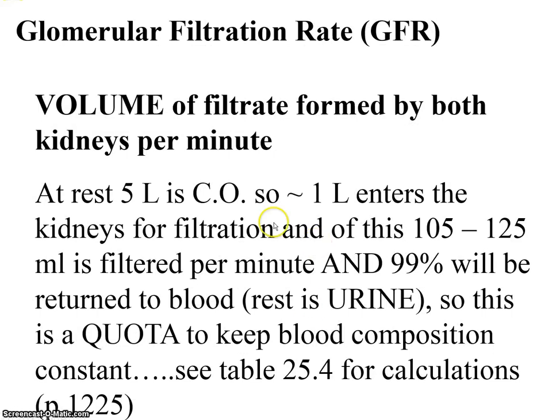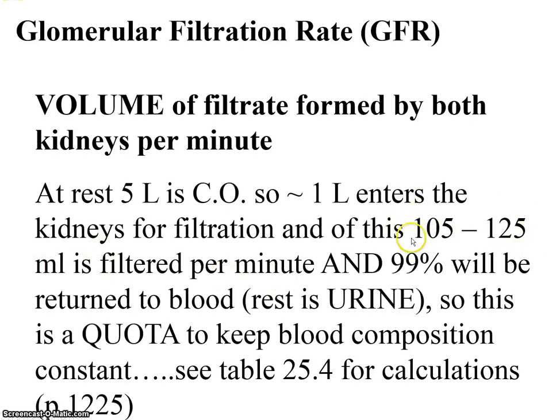All right, so your glomerular filtration rate, which I talked about already a little bit when I talked about the juxtaglomerular apparatus, works like this. It's the amount of filtrate, in milliliters, formed by both kidneys per minute. That's what a rate is. It's a volume or distance over time. So here it's volume over time. At rest, we said there's about 5 liters in your cardiac output, and about 1 liter, because we said about 20%, enters the kidneys for filtration, and of this, 105 to 125 milliliters is filtered per minute. This is important.